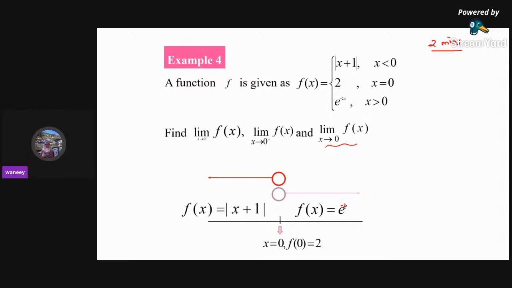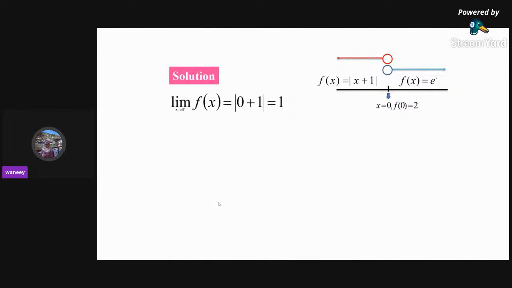Okay, so now on the left hand side, we have the modulus of x plus 1. On the right hand side, I have e to the power of negative 2x. Now let us calculate the limit as x approaches 0 on the left hand side for f(x). On the left hand side, the function is modulus x plus 1. So let us substitute x with 0. We get the modulus of 0 plus 1, which is equal to 1.